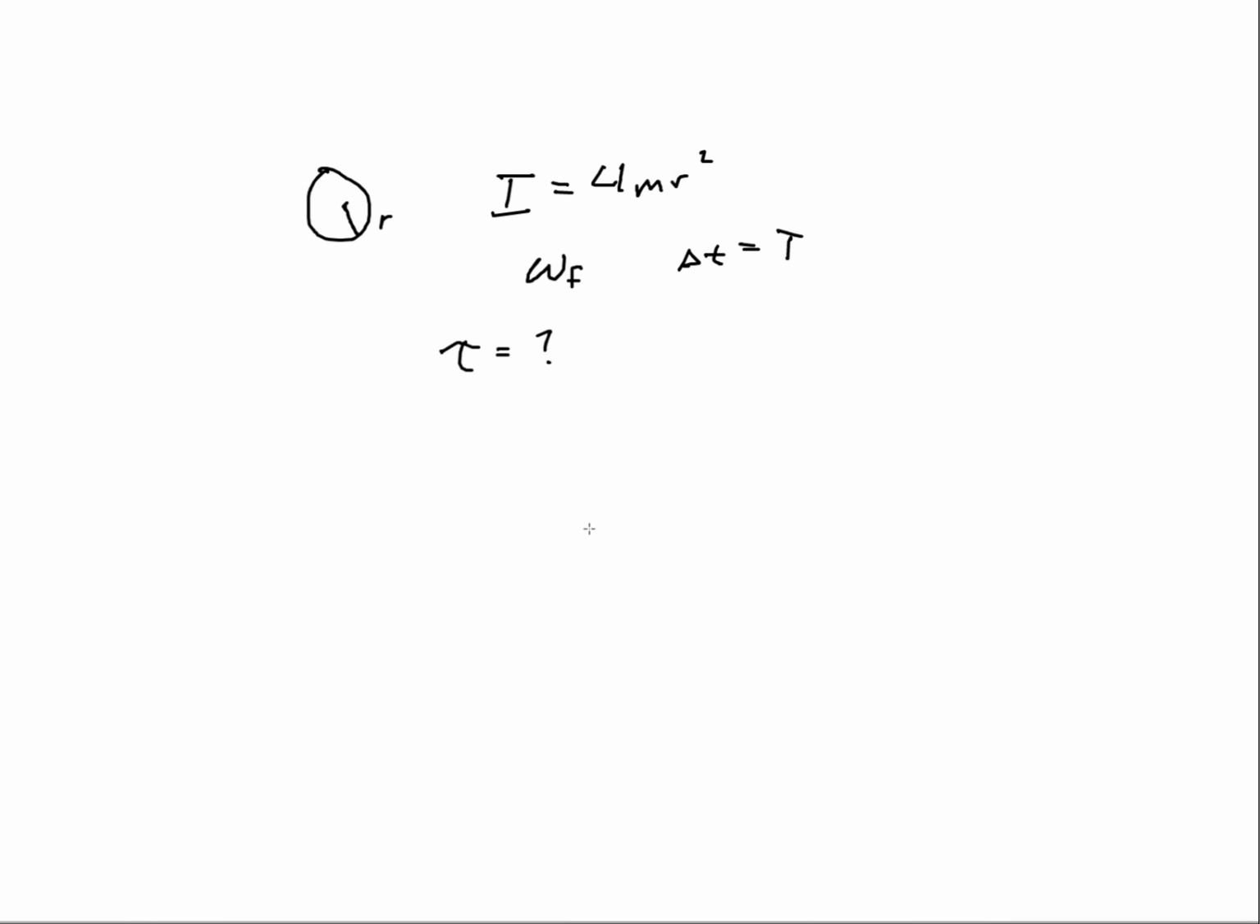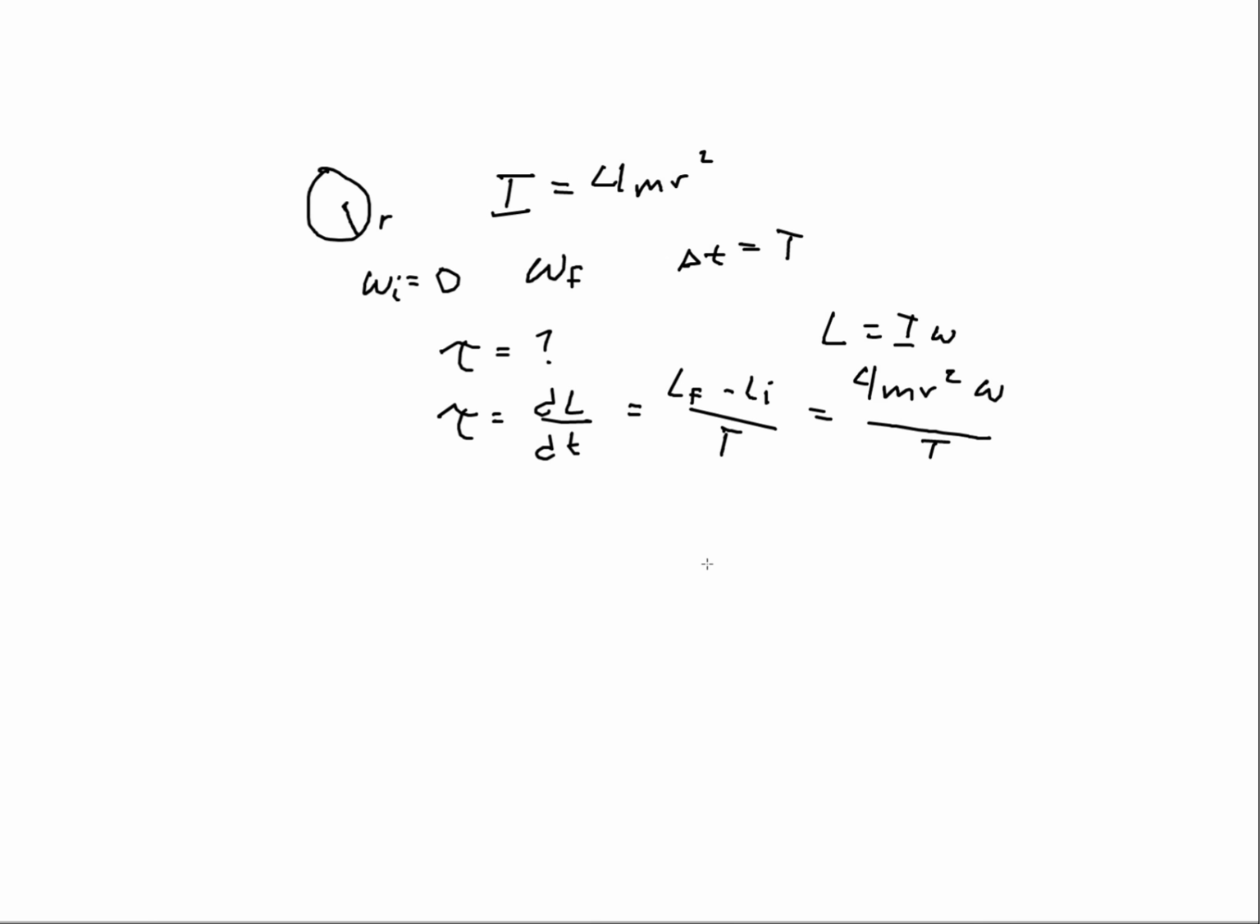Well, a useful relationship here is that we know that torque is equal to my change in angular momentum over my change in time. Well, my angular momentum, we said, was I omega. And so what this would become would be, if my initial angular speed is 0, my L final minus my L initial over my delta t, which is just t. So that would become my moment of inertia, which would be 4m r squared times my final angular velocity, over t. Right there would give me my net torque.